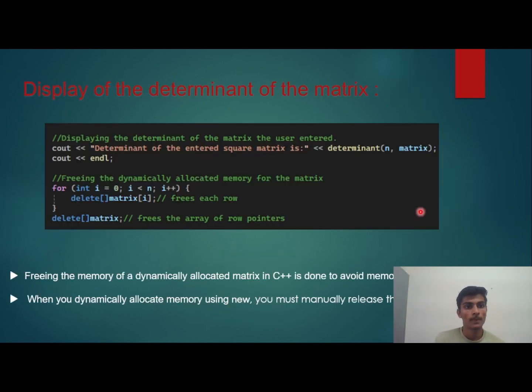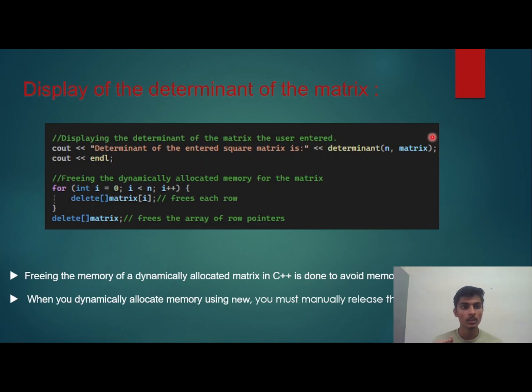Okay, so now we have done with the function, we have done the whole thing with the function. Now what we finally need to do, we need to display the determinant of the matrix. We simply print the determinant of this entered square matrix, the determinant function's value will be displayed here.